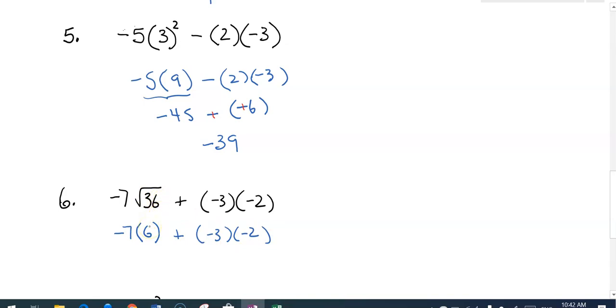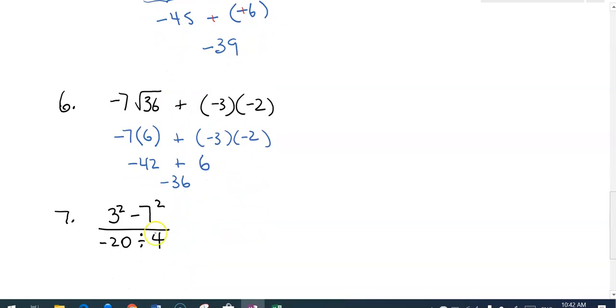Okay, now I'm going to multiply, get negative 42, write it below it, bring down the plus sign, and a negative times a negative becomes a positive. And now I can add those together, and I get negative 36. Okay.